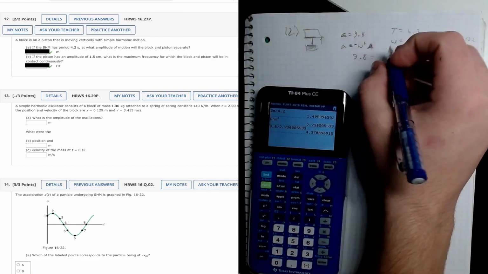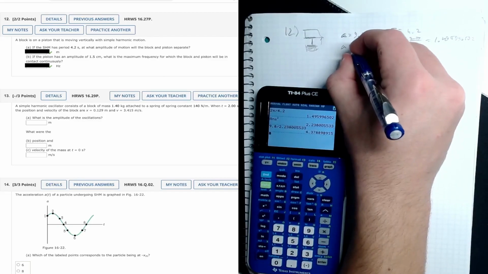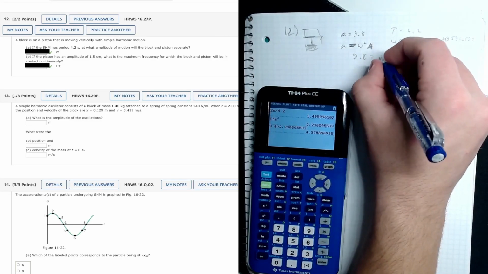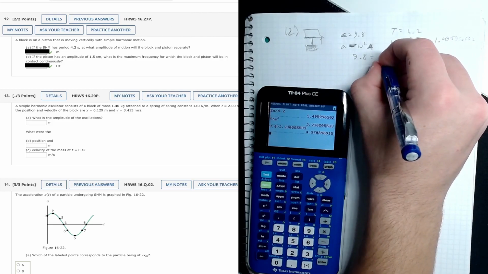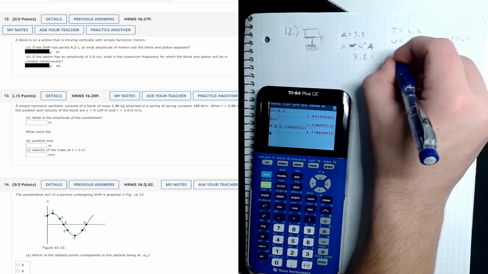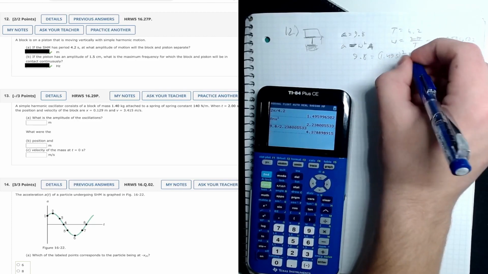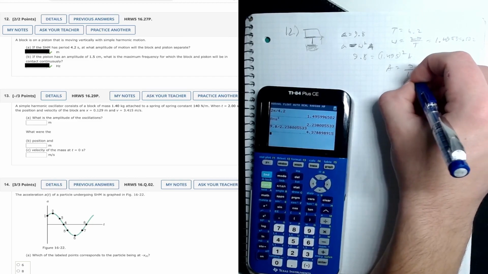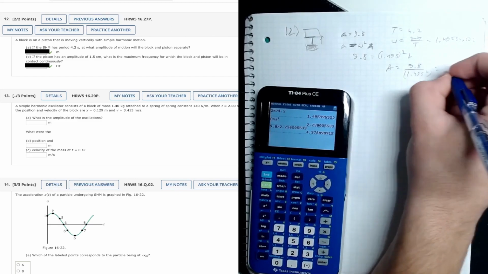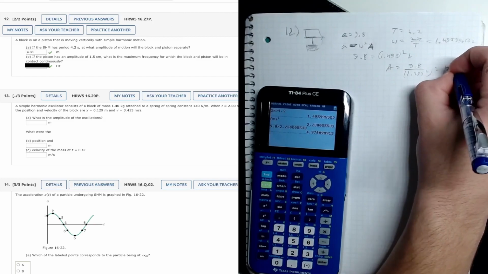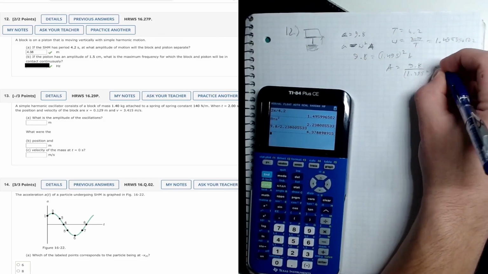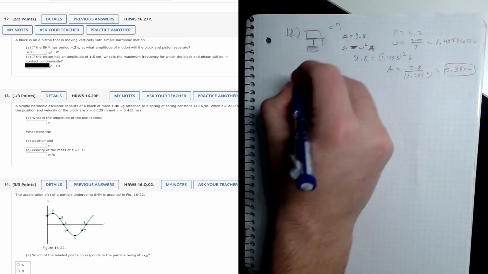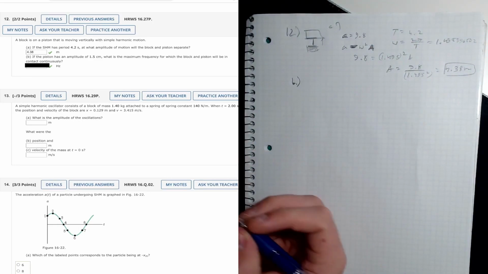In this case, it won't be negative. It will be the absolute value. So I'll just type it out. 1.495 squared. A equals 9.8 over 1.495 squared, which equals 4.38 meters. And that, guys, is the answer to part A on number 12. So that's part A. Now for part B right here.